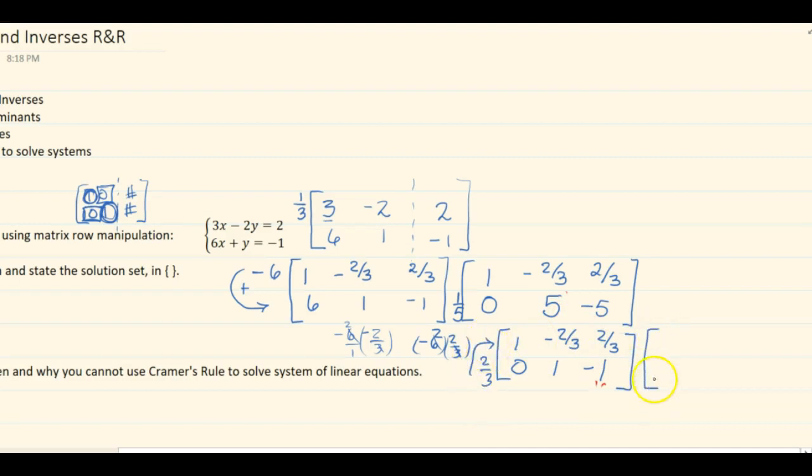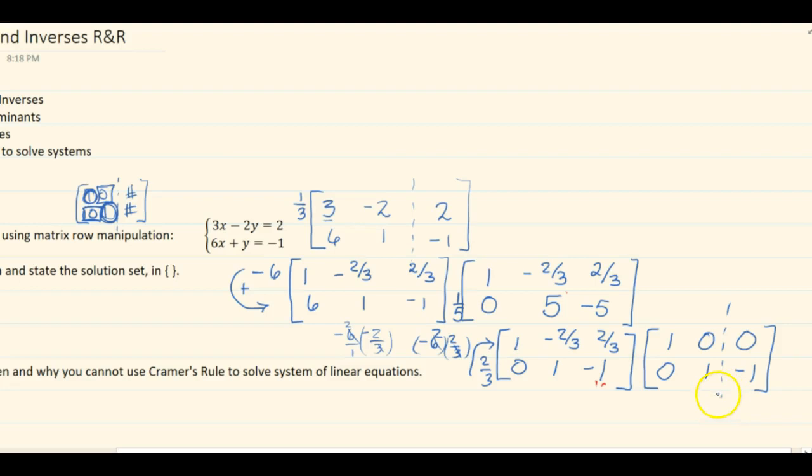So this should be my last matrix. The bottom row stays the same. I'm going to multiply, I get 0, I add it to 1, I get 1. I multiplied, I get +2/3, I add it to a -2/3, I get 0. I multiply 2/3 times a -1, I get -2/3, I add it to a +2/3, I get 0.